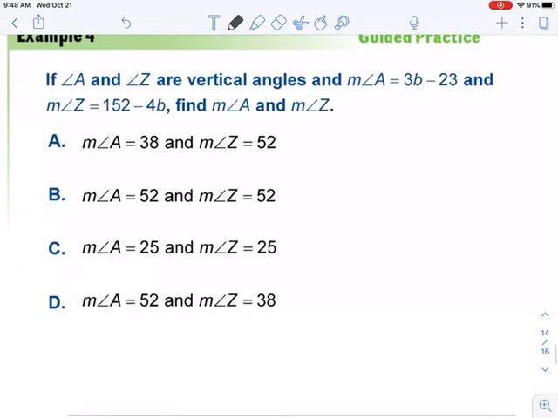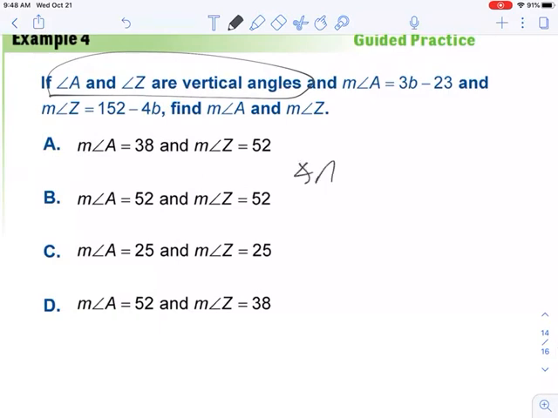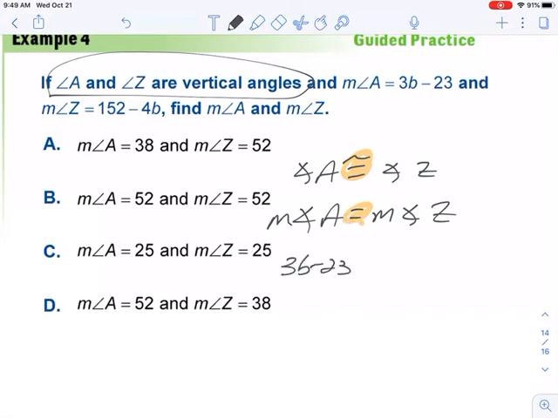A and Z are vertical. What's that mean? It means angle A is congruent to angle Z. By the definition of congruent angles, the measure of angle A equals the measure of angle Z. Okay, we went from congruent to equals. Definition of congruent angles. All right, so we're just going to substitute in. A is 3B minus 23, and Z is 152 minus 4B.